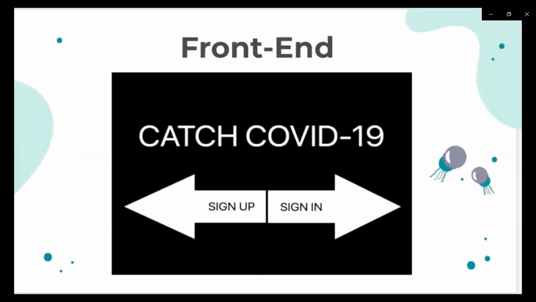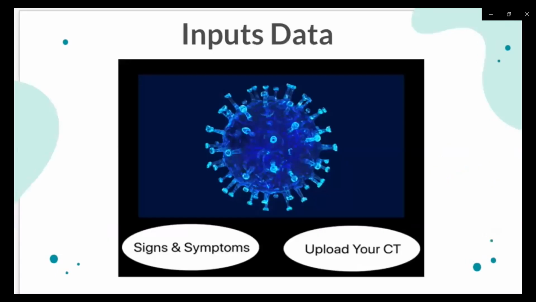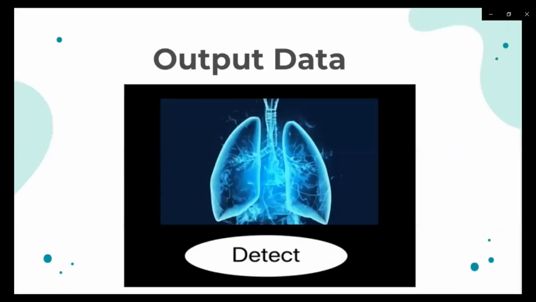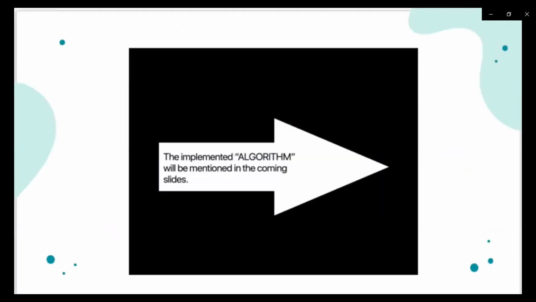Here, we would like to give you a quick overview of how our application will look. Here is a basic homepage. If you are already a user, you need to click sign in. If you aren't, you have to sign up. As inputs, you have to input two important things, the signs and symptoms you might have, and then just upload the image of your X-ray. As output, you click detect, and then wait for the results. At this stage, I will let one of my colleagues present our algorithm in the coming slides.